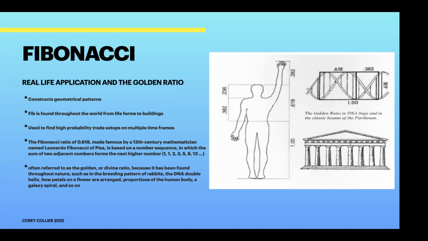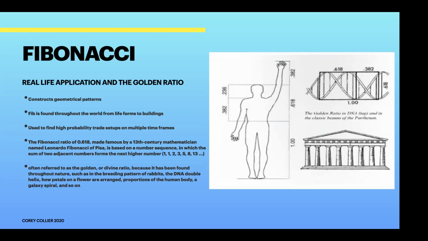And again, like I said, the 0.618 is often referred to as the golden ratio or the divine ratio, because it's found throughout nature and all kinds of things, right? Now, the picture to the right is basically Fibonacci explained to you. You've got all these different numbers, starting with the body from the hand to the feet, right?